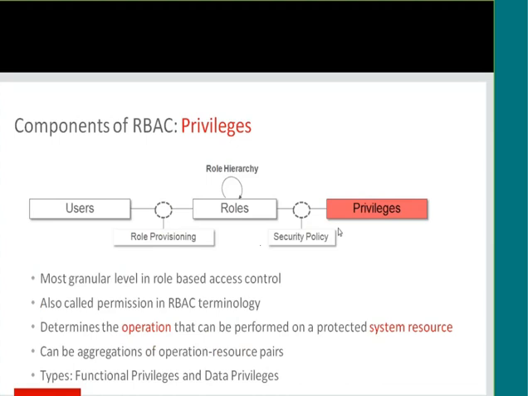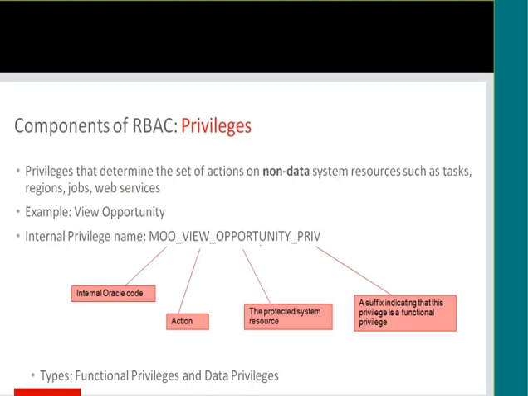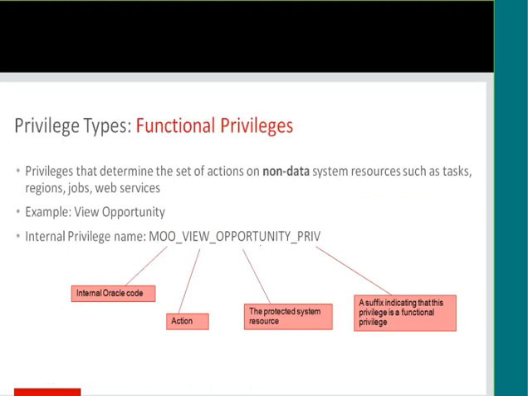What are the different types of privileges that you come across? It could be a functional privilege and it could be a data privilege. We'll see what these are here. A functional privilege determines the set of actions on the non-data system resources. For example, it could be tasks, regions of applications you're accessing, actions, or web services. If I take a lower level example, like view opportunity, create opportunity, create account, or create quota, right?